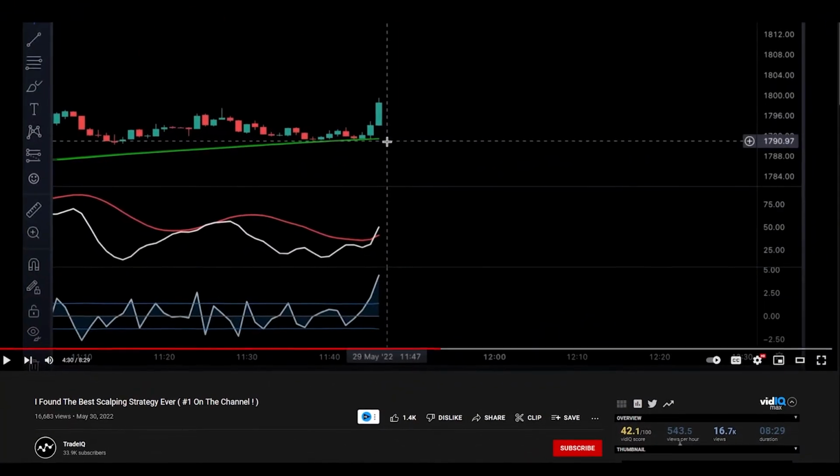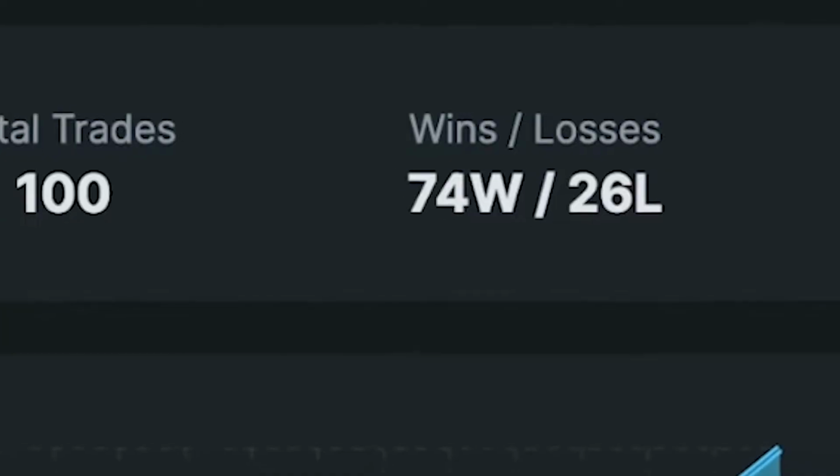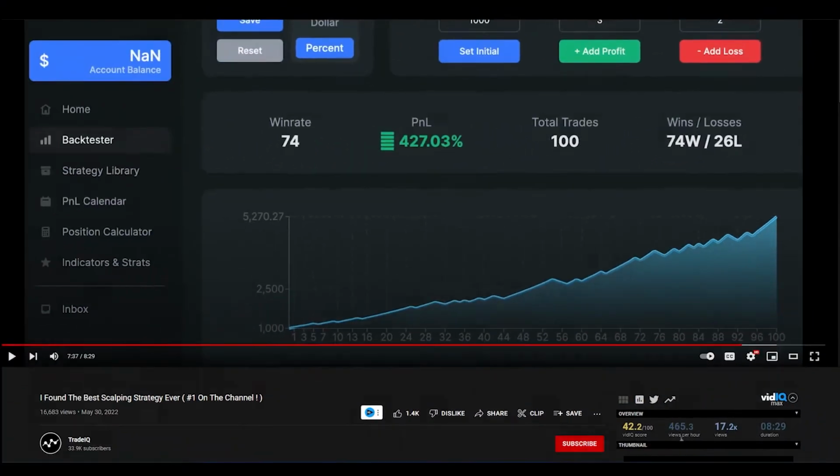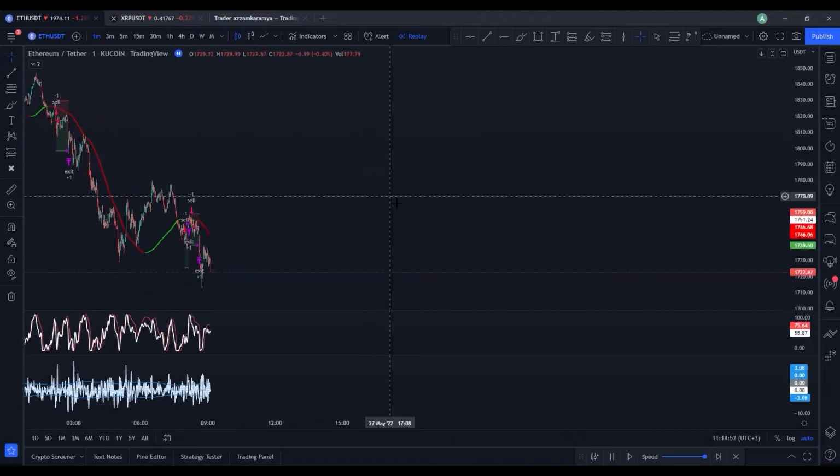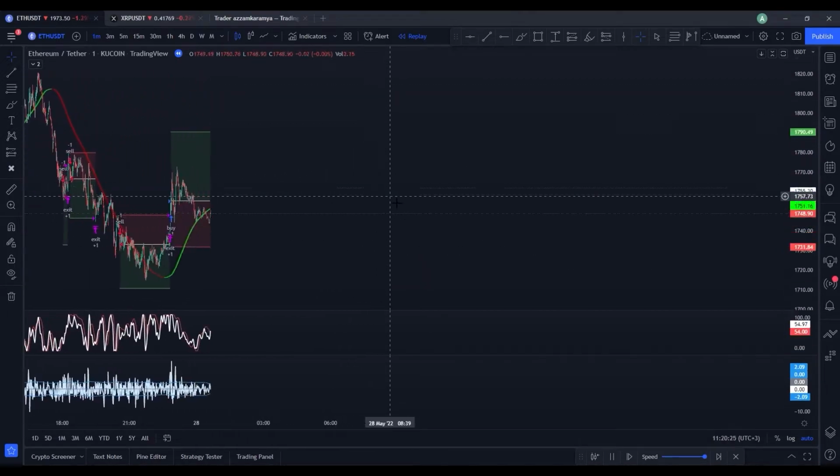Today I will talk about a strategy which TradeIQ claims has a 74% win rate. We will explain the rules, test it, and finally code it, to see if this strategy is actually working. So let's start.